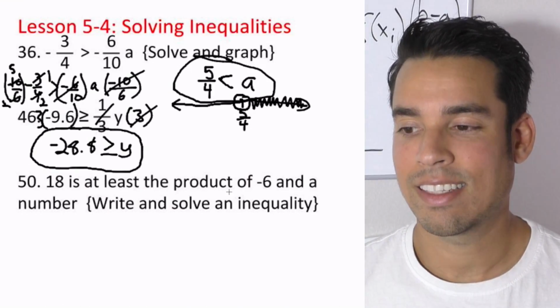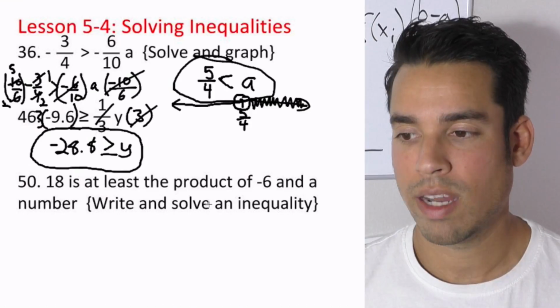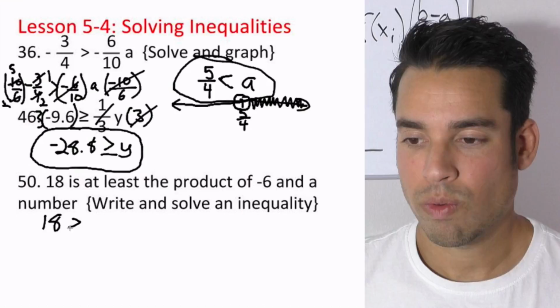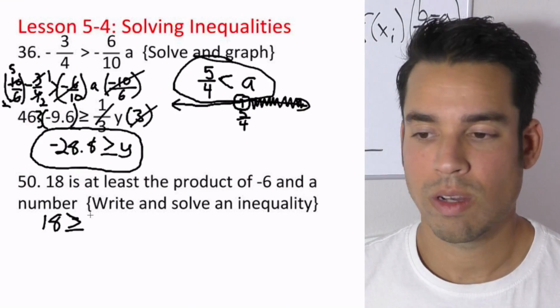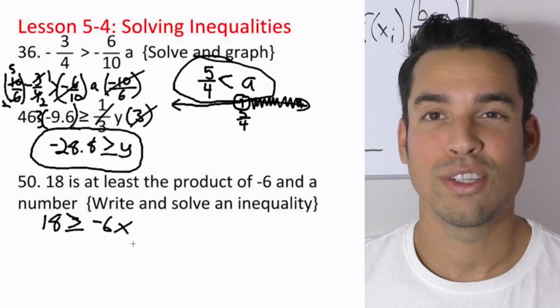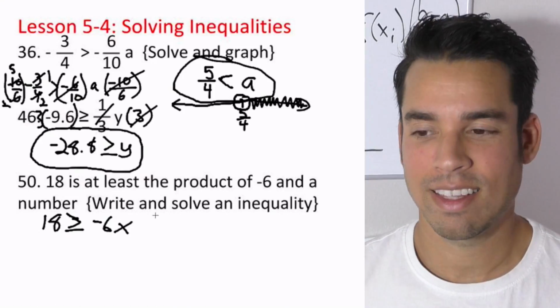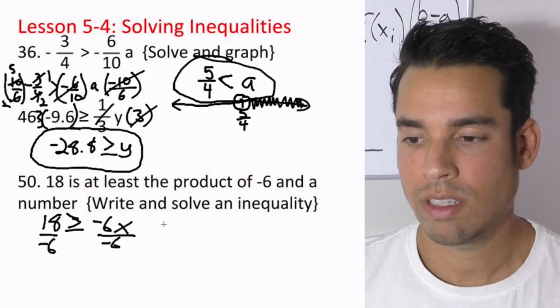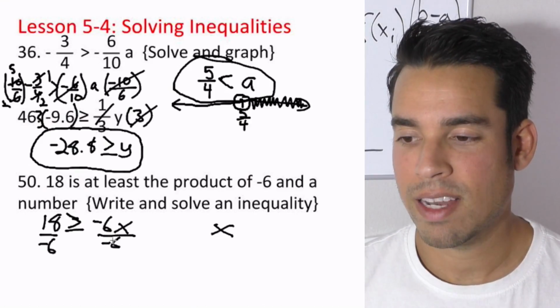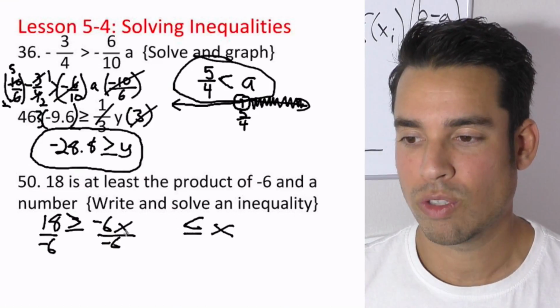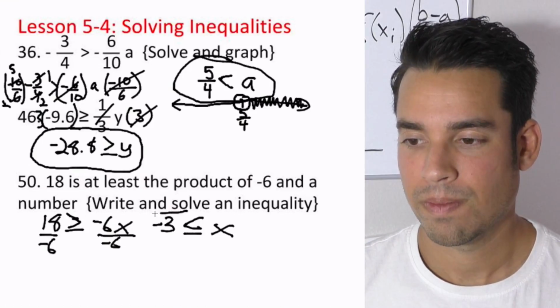Now let's move on to 50. 18 is at least the product of -6 and a number. Write and solve. 18 is at least, that is greater than or equal to, at least is always greater than or equal to, the product of -6 and a number, x. That's it, that's the inequality. Let's solve, meaning let's isolate x. We're going to divide both sides by -6. X is, wait, we divided by a negative, so we switch the inequality, greater than or equal to -3.